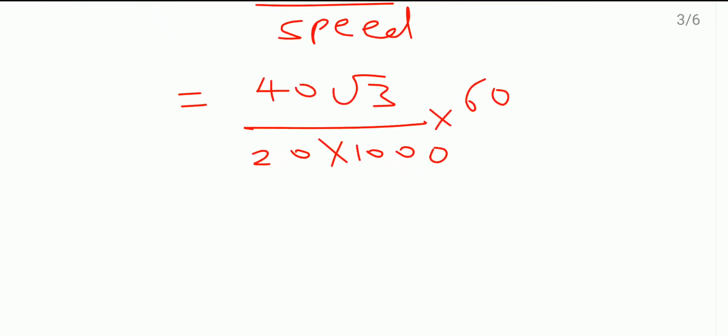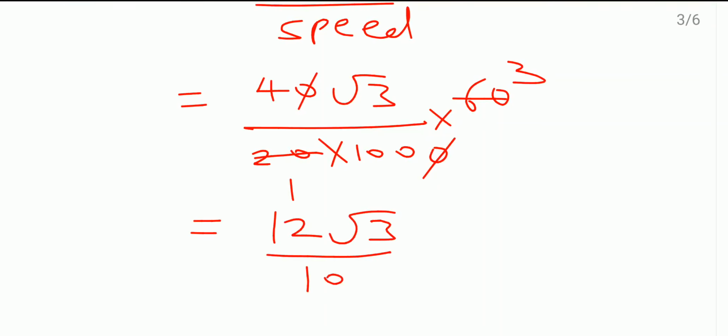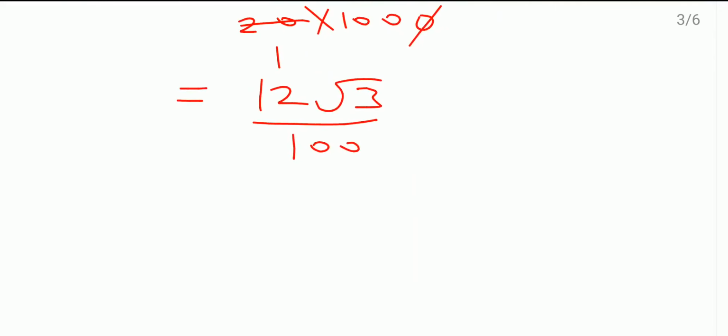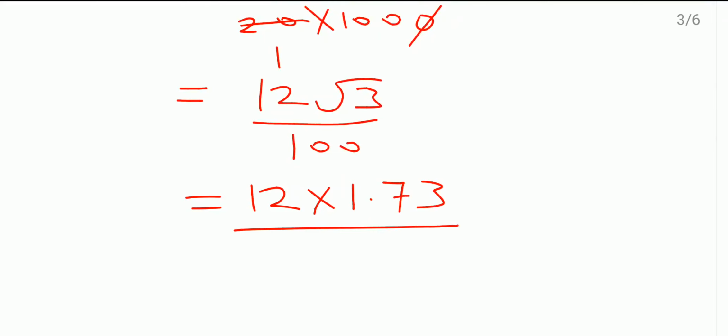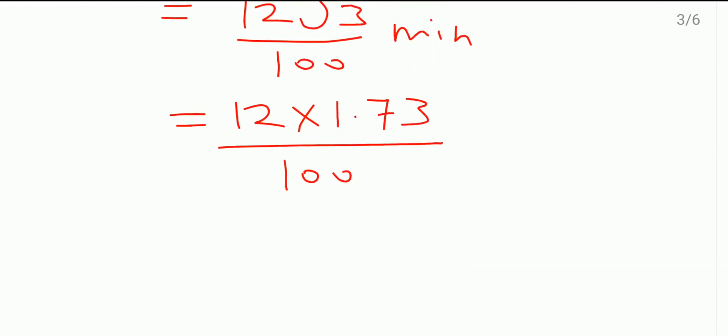We'll do the calculation now. 20 ones are 20, 3s are 1 0, and the 1 0 gets cancelled here. 4 3s are 12 root 3 by 100. So we'll do the calculation here. 12 into root 3, that means 1.73. You can keep your answer as it is, in these many minutes also, but we'll do the calculation a little further. Divide by 100. So 12 into 1.73, we need to do that calculation here.